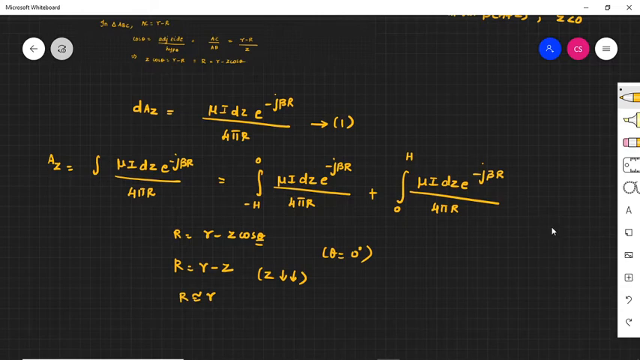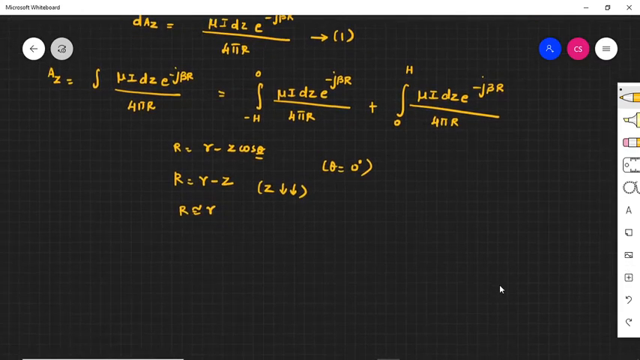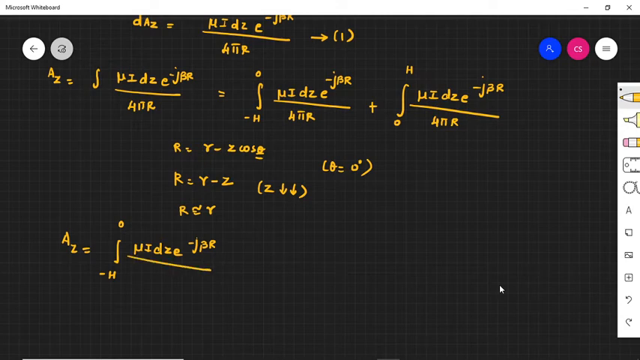So this is going to become Az is equal to integration from minus h to 0 of mu I dz e power minus j beta r divided by 4 pi r plus integration of 0 to h of mu I dz into e power minus j beta r divided by 4 pi r. We cannot modify this r in the exponent because it is a phase component. We can only modify the magnitude component, and the phase component cannot be just altered.